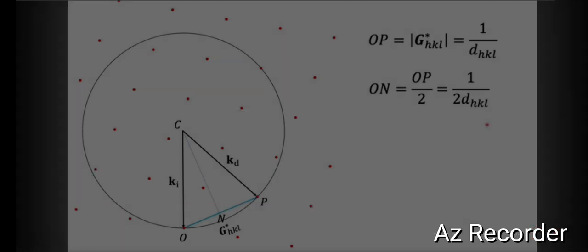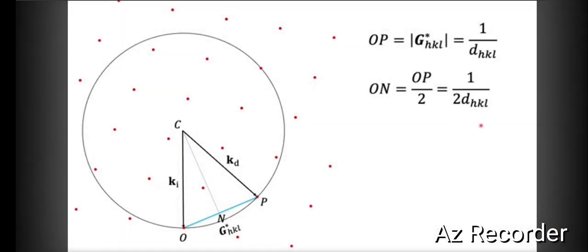is half of OP, and so it is 1 by 2 DHKL. We can now see that Cn is perpendicular to OP, and we know that the reciprocal lattice vector is perpendicular to the corresponding direct lattice plane. So since Cn is perpendicular to G star HKL, Cn is parallel to the direct lattice plane HKL, which means the angle between Cn and Co, the incident wave vector, is the incident Bragg angle theta.